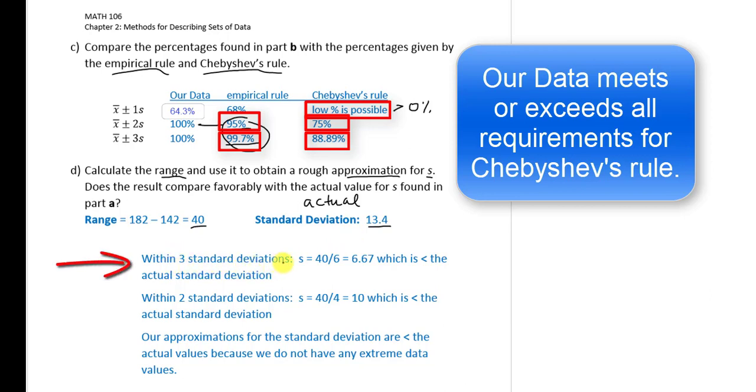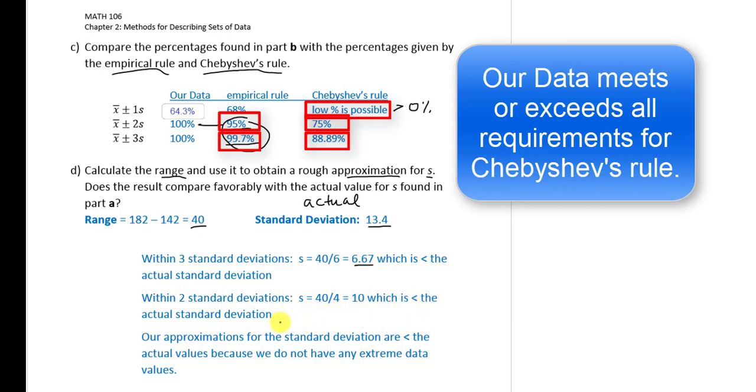Within 3 standard deviations, S is approximated to be the range divided by 6. So our range was 40 divided by 6, and that is 6.67. That's less than the actual standard deviation. Within 2 standard deviations, the standard deviation is approximated to be the range divided by 4, which is 40 divided by 4. That result is exactly 10. That also is less than our actual value.